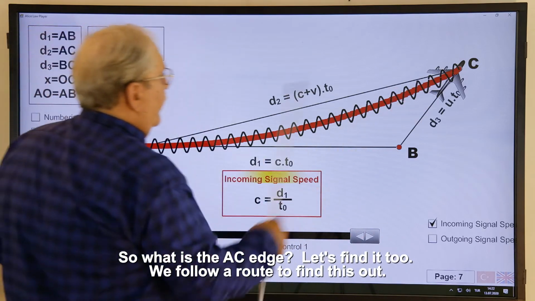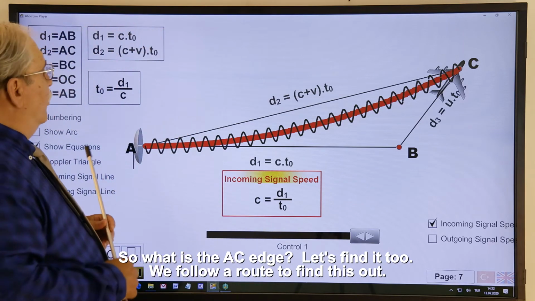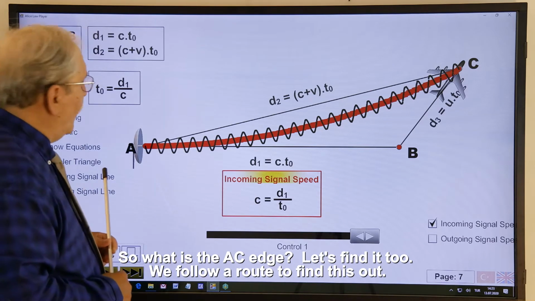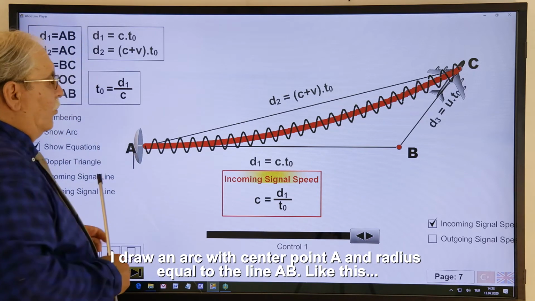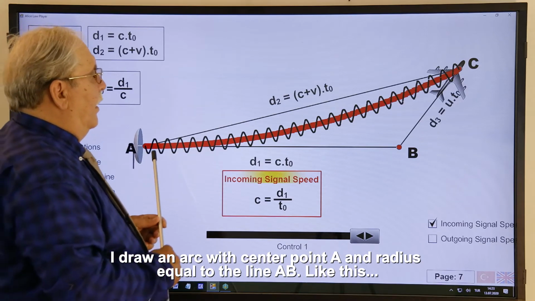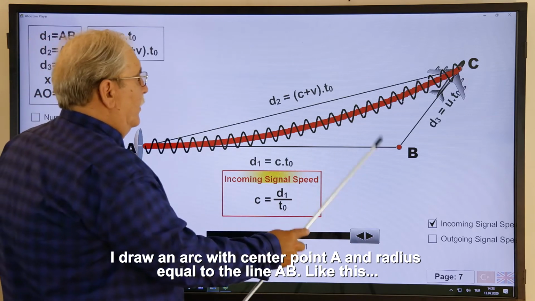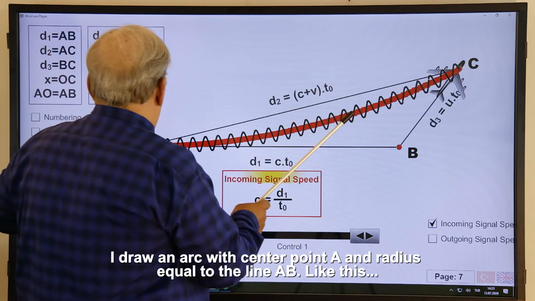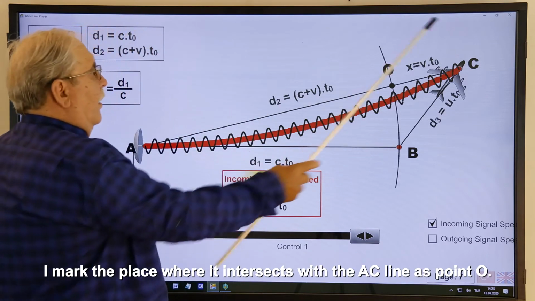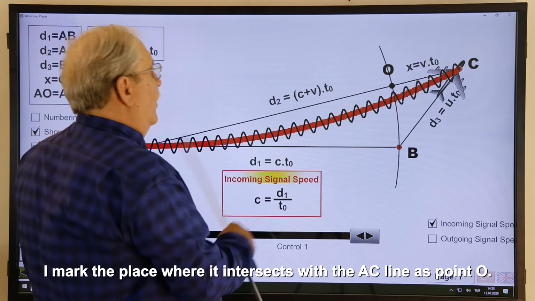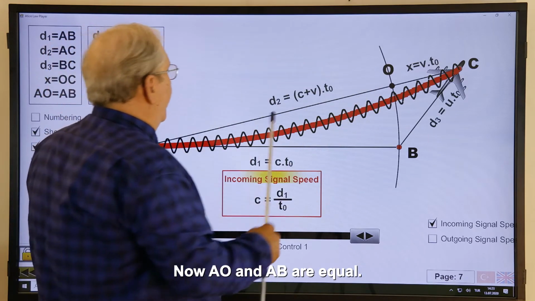So what is the AC edge? Let's find it too. We follow a route to find this out. I draw an arc with center point A and radius equal to the line AB. Like this. I mark the place where it intersects with the AC line as point O. Now AO and AB are equal.